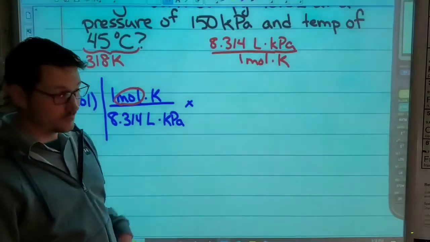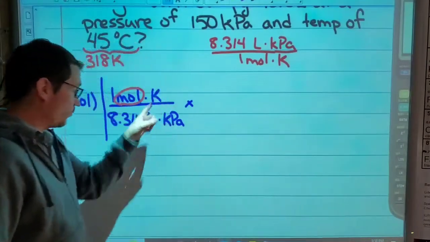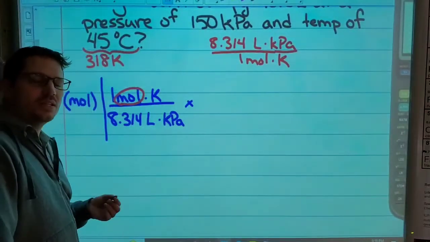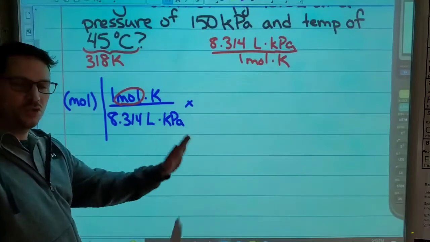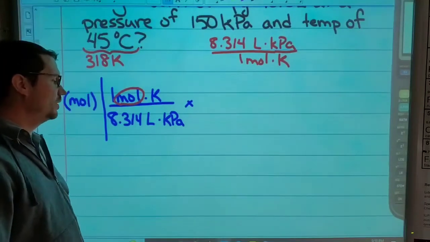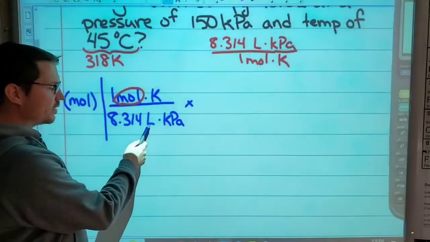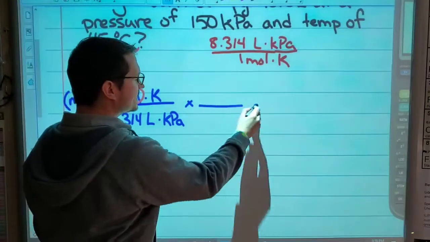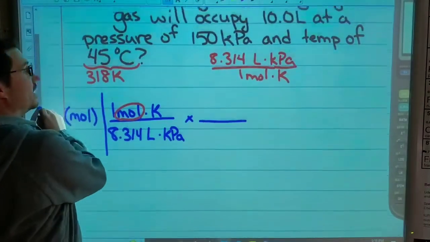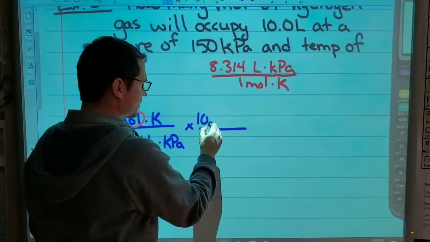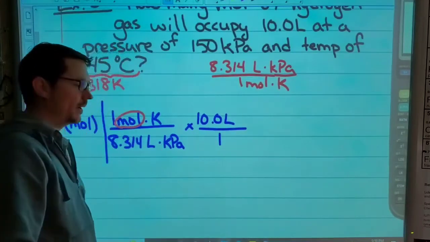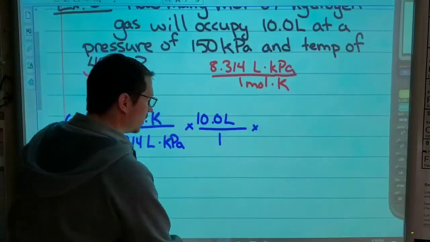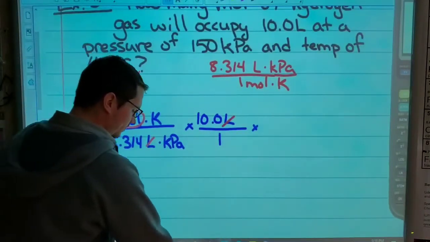So we are close to being done. We just have to get rid of some values. That's all we have to do. So let's start getting rid of units one by one. Miss Newton might do this a different way, but this is the way I do it. I want to get rid of liters and kilopascals. They're both on the bottom, so I'm going to put them on top. I need something with liters in it, and it says 10 liters, so I'm going to put 10.0 liters over 1. That's the way I do it. Miss Newton might do it a different way. That's fine. So liters and liters cancel.